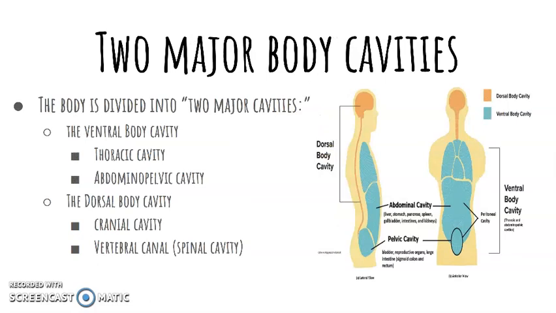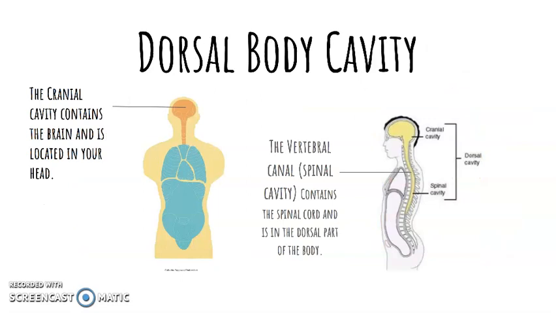So the body is divided into two major cavities, which are the ventral body cavity and the dorsal body cavity. The ventral body cavity contains the thoracic cavity and the abdominopelvic cavity, while the dorsal body cavity contains the cranial cavity and the vertebral canal, also known as the spinal cavity. The cranial cavity contains the brain and is located within your head, while the vertebral canal contains the spinal cord and is in the dorsal part of the body.